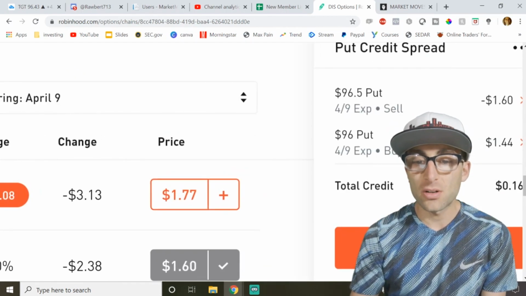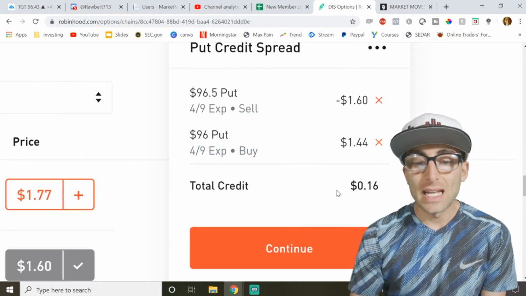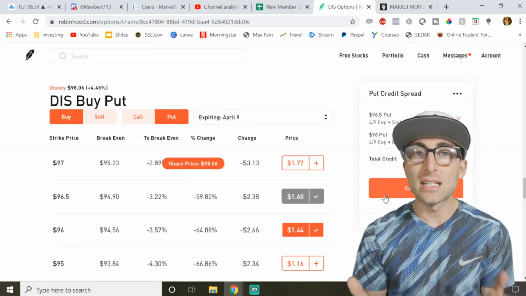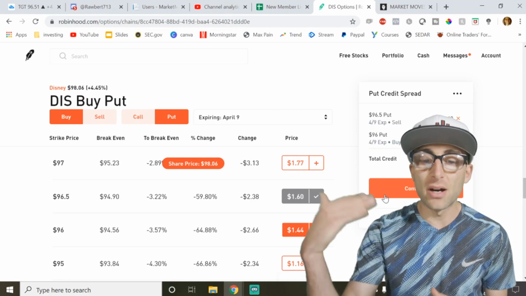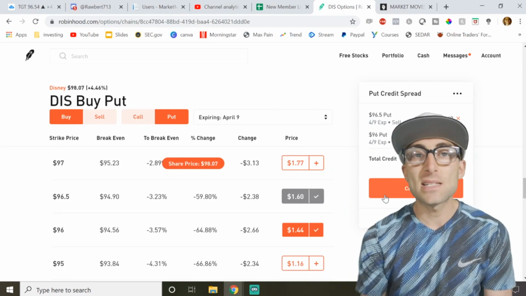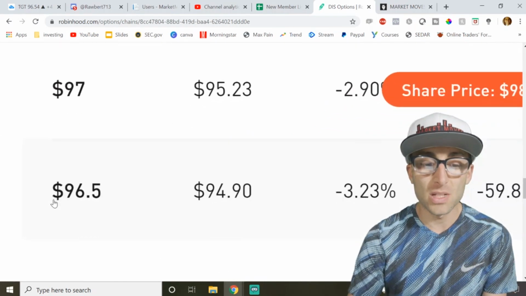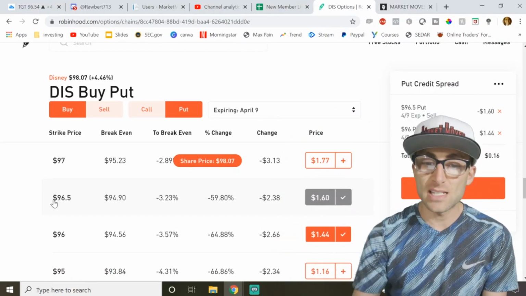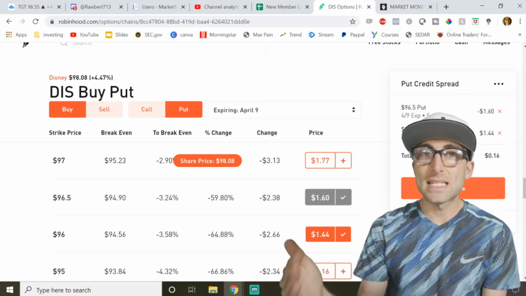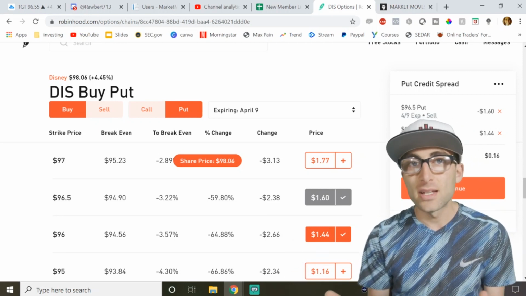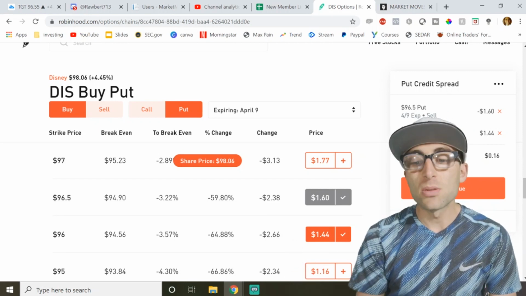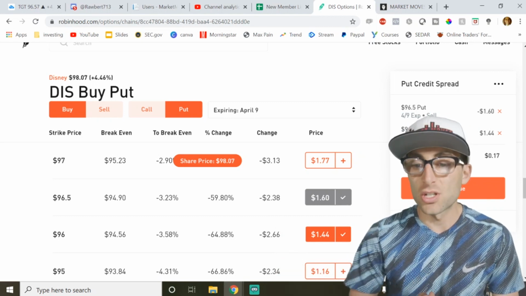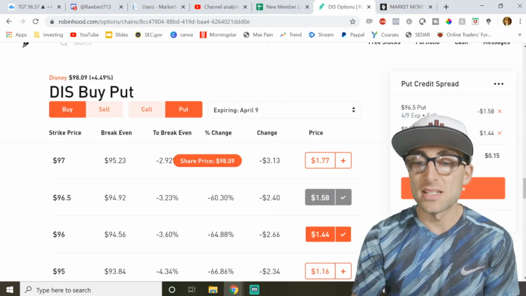We want to buy a put lower than that because that's going to be our credit. And as you can see, put credit spread shows up on the screen and we collect $16 for this trade. So we collect the full 16 if we close above the 96.5 strike price, which is the one we used here, on Friday, which is the expiration date. You can close this spread tomorrow, the next day, but you won't collect the full 16 unless you let it close at the day of expiration, just go straight to zero.